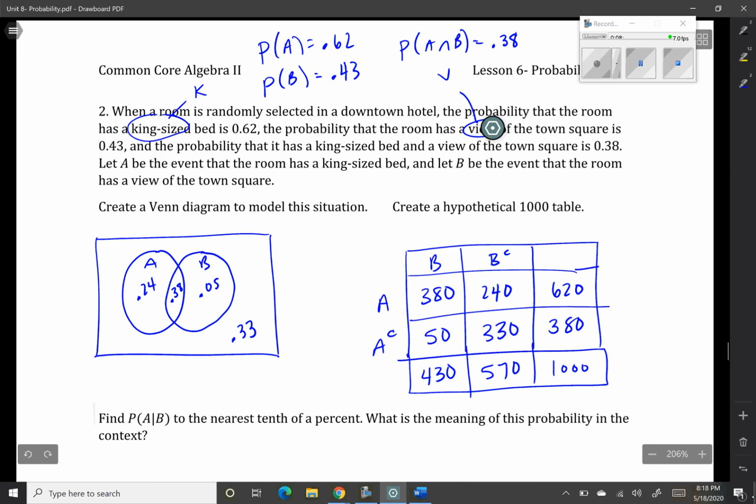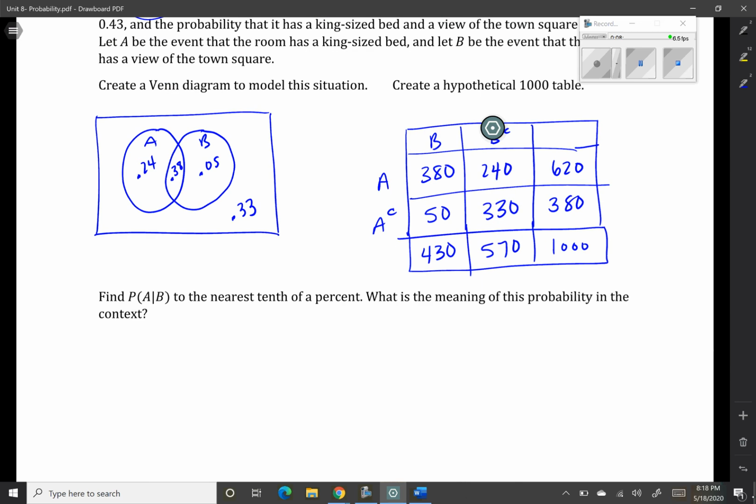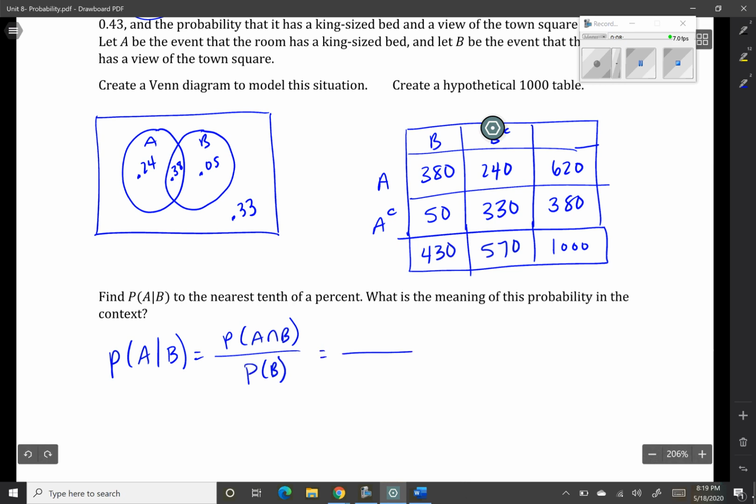So, it says, find the probability of A given B to the nearest 1/10 of a percent, and what's the meaning of this probability? So the probability of A given B is equal to the probability of A and B divided by the probability of B. This is a rule that we went over 2 lessons ago. So we know the probability of A and B happening, that was 0.38. The probability of just B happening, that was 0.43.